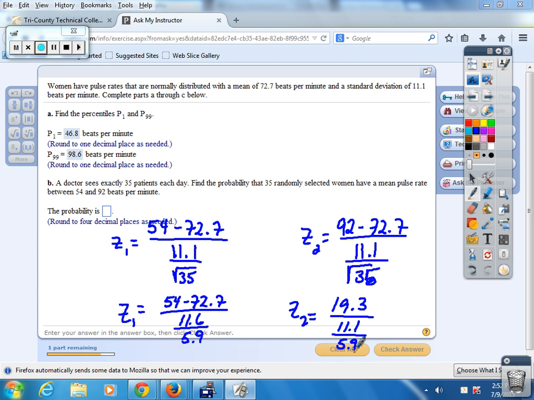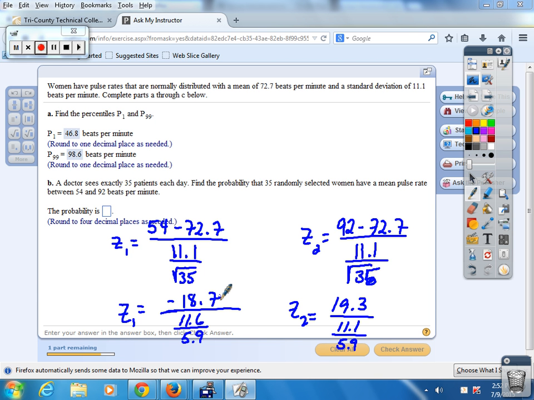I've got to figure out what this is. So 54 minus 72.7, big 18 point something. I don't know, 18.3, 17.3. What's 54 minus 72.7? Negative what? Okay, I said 18.3, sorry. Negative 18.3, so I'm going to take that out. Or negative 18.7, is that what you said?